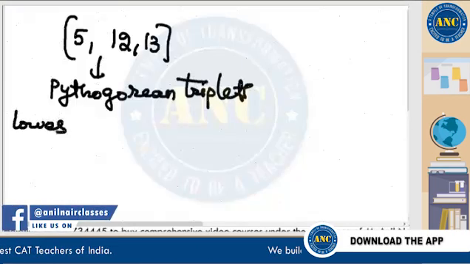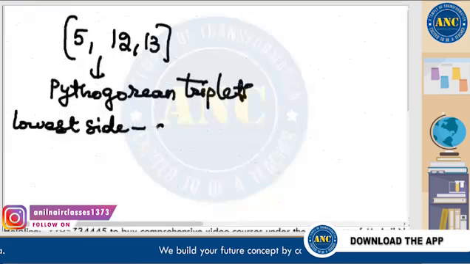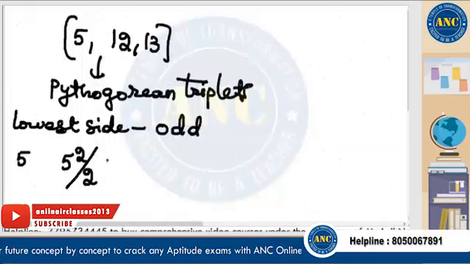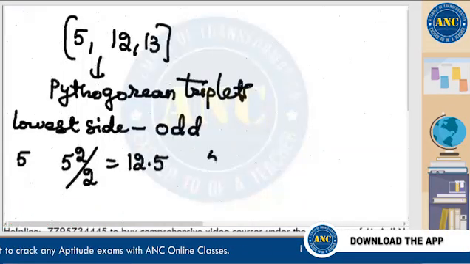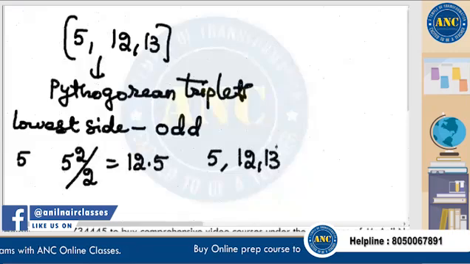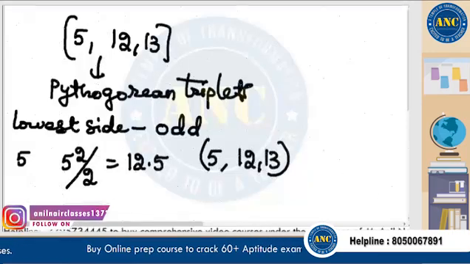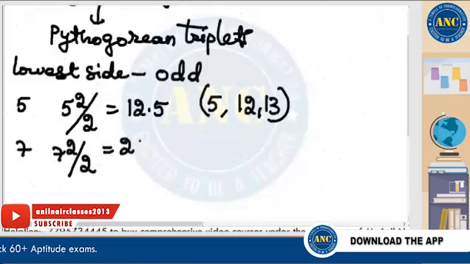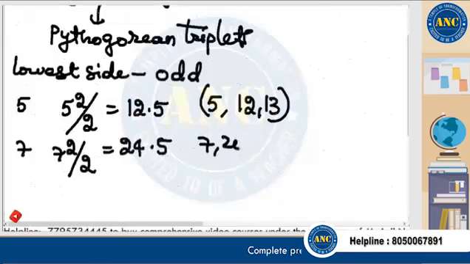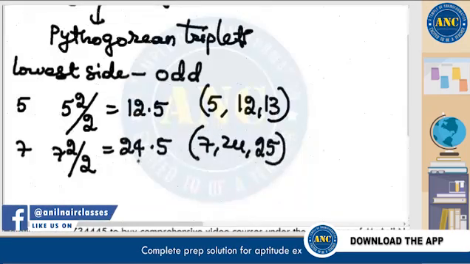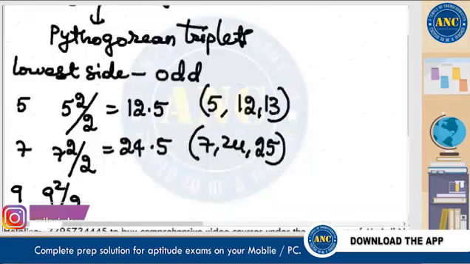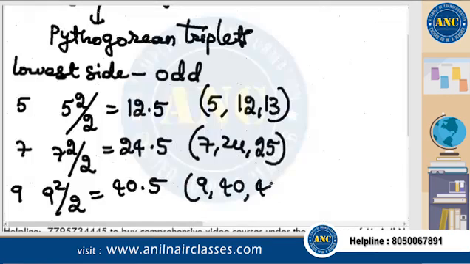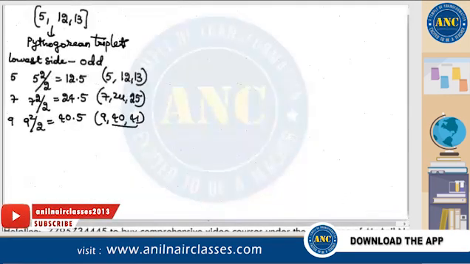If the lowest side is an odd number, say 5, square it and divide by 2. 25 by 2 is 12.5. Subtract 0.5, add 0.5. You will get a Pythagorean triplet: 5, 12, 13. If it is 7, square divided by 2, 49 by 2, 24.5. Subtract 0.5 and add 0.5: 7, 24, 25. If it is 9, square by 2, 81 by 2, 40.5. Subtract 0.5 and add 0.5. I hope the idea is clear.